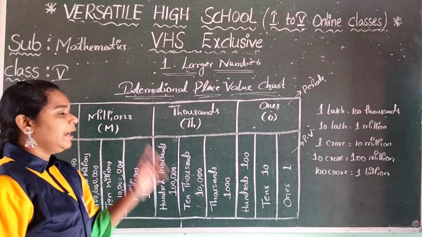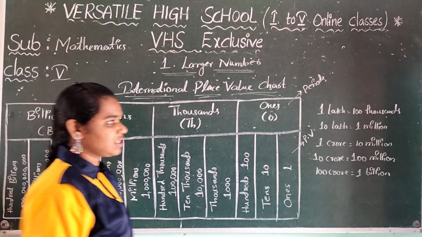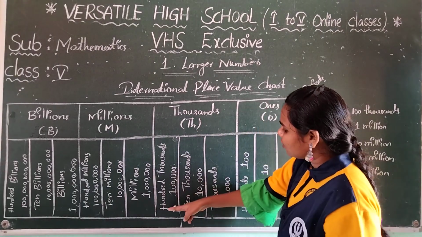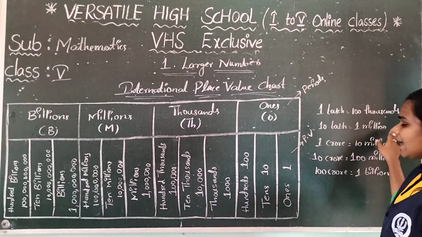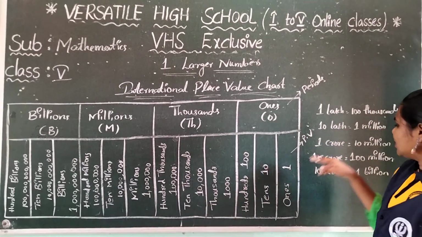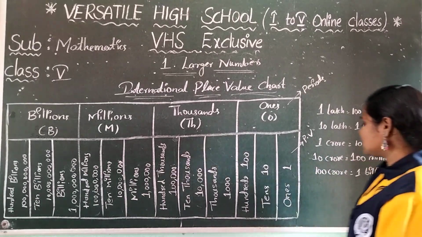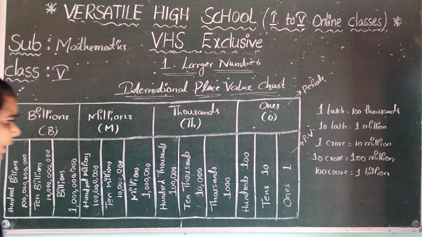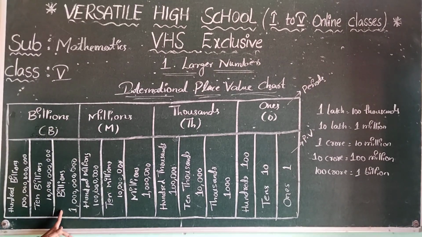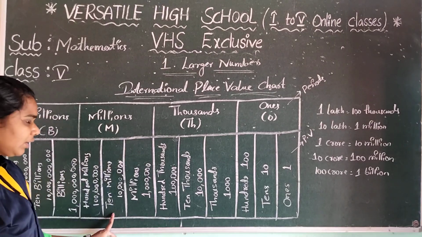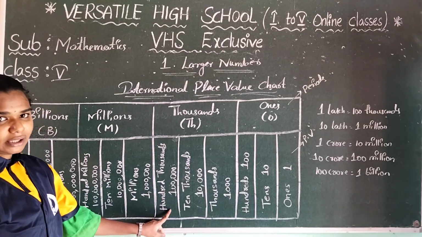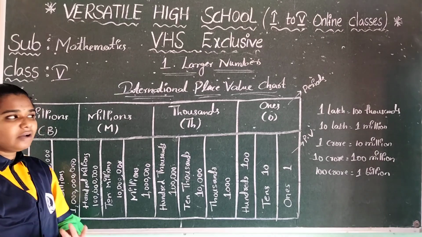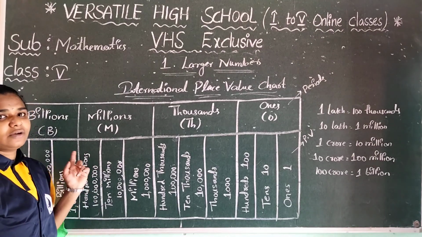So, comparison of the Indian place value and international place value system. Here 1 lakh is equal to 100,000. 10 lakhs is equal to 1 million. 1 crore is equal to 10 million. 10 crore is equal to 100 million. 100 crore is equal to 1 billion. This is the difference between the Indian and international place value chart. All of you write this in your notes.